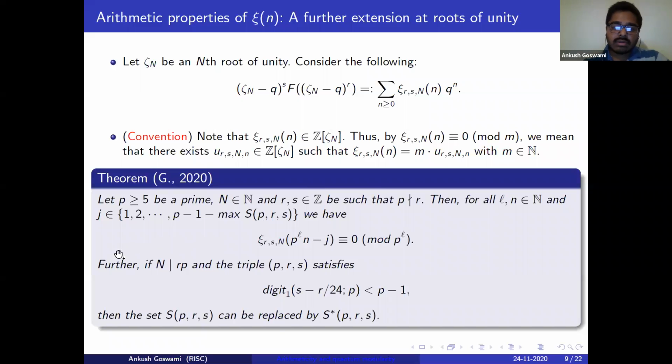And the second part of the theorem states that if capital N, which corresponds to the root of unity, divides Rp, and if the triple p, r, s satisfies the same condition that we have in Straub's theorem, then one can replace the set S_{p,r,s} by the set S star p, r, s. So yeah.